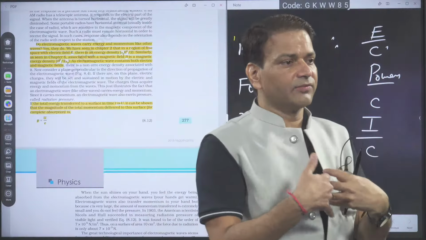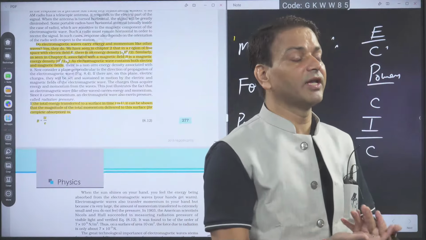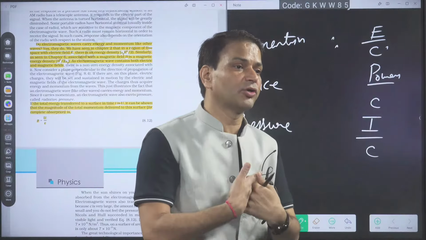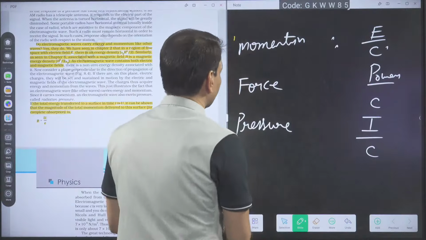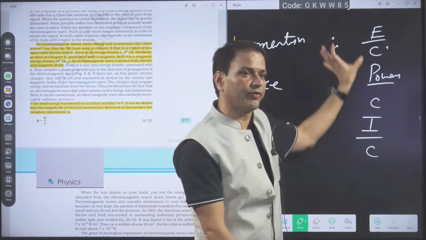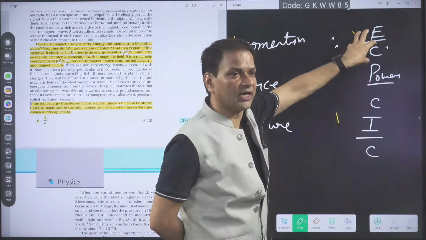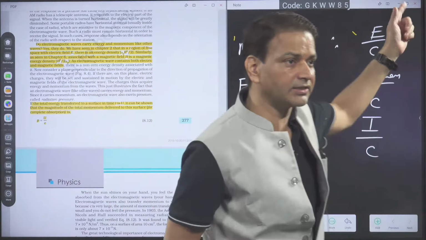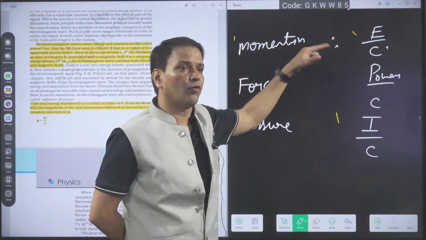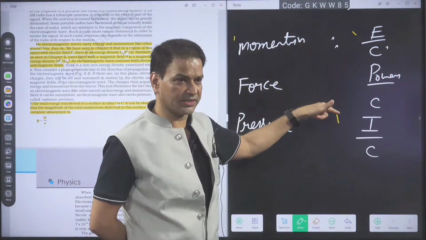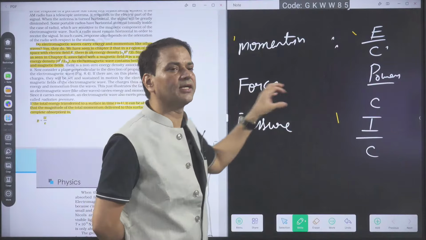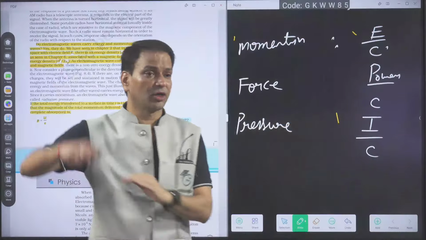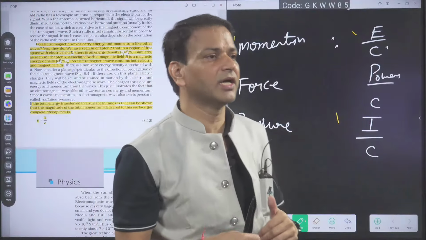On the right-hand side, first we learned the quantity energy, then we learned power. What is power? Energy per unit time. Then we learned intensity, energy per unit area per unit time. So the same sequence we will write here. If the surface is perfectly absorbing, then what is the momentum delivered? Energy by C. What is the force applied? Power by C. And what is the pressure applied? Intensity by C. The sequence of quantities here is energy, power, intensity, because first we learn energy, then power, then intensity.